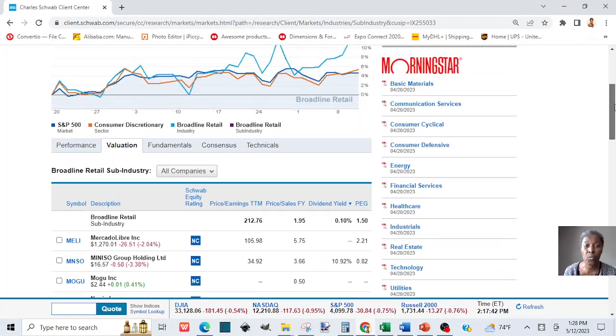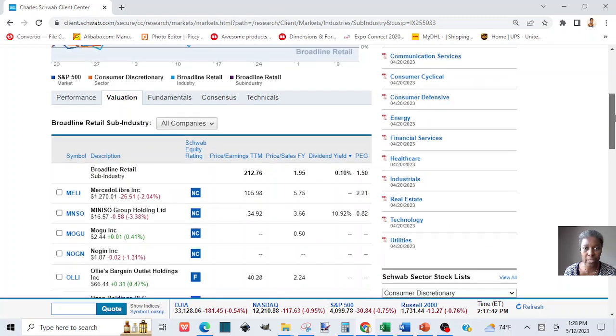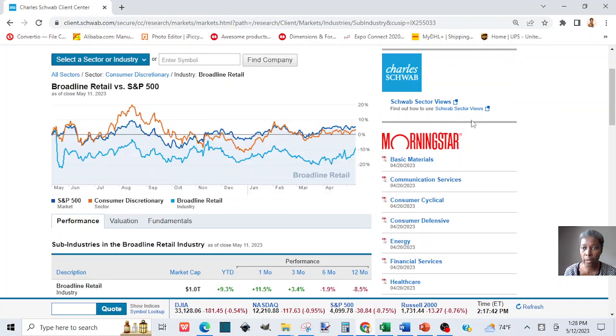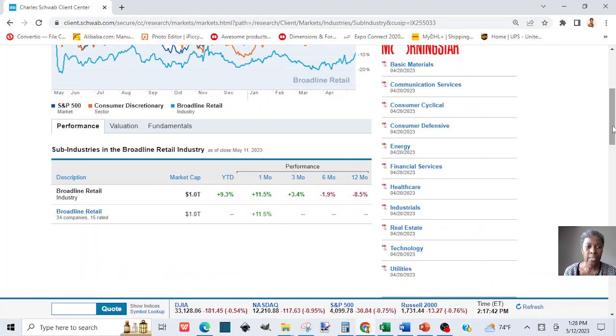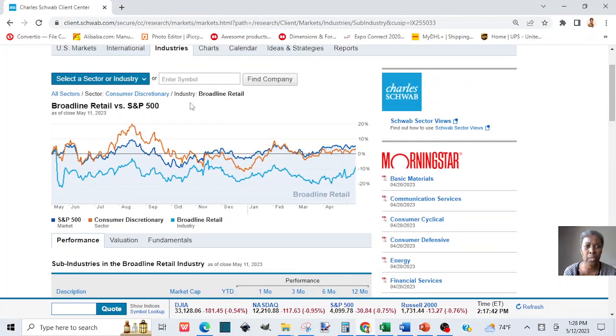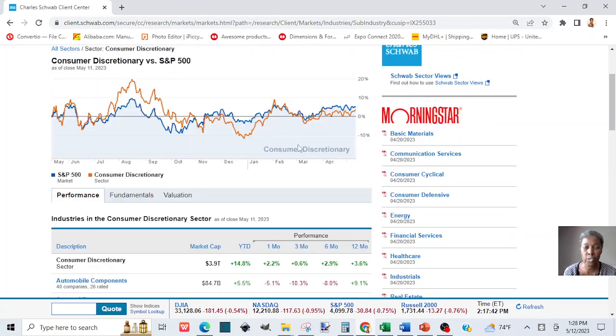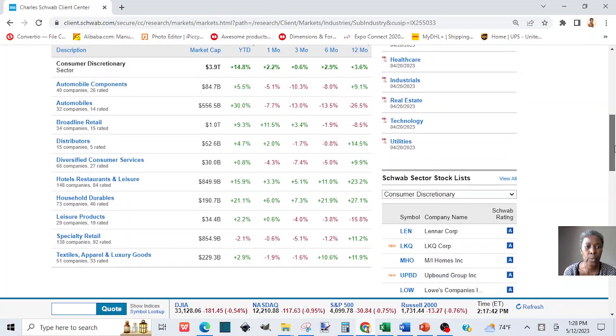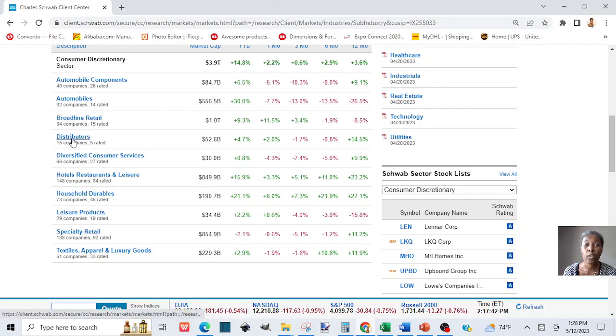And that's pretty much it, we are done with these sub industries. So now you go back to the top, you click on that industry, and if you have another sub industry, you will click on the second one. But since we do not have another sub industry, that's the only one, we will get out of this industry. So we'll click on the consumer discretionary sector. So now that we have done Broadline retail, we'll click on distributors.